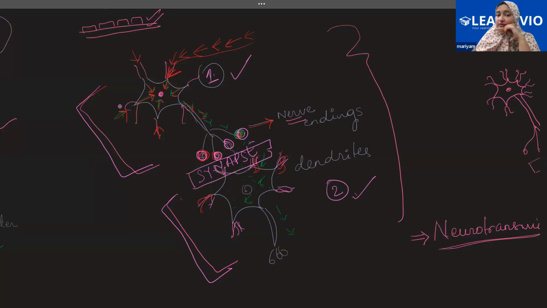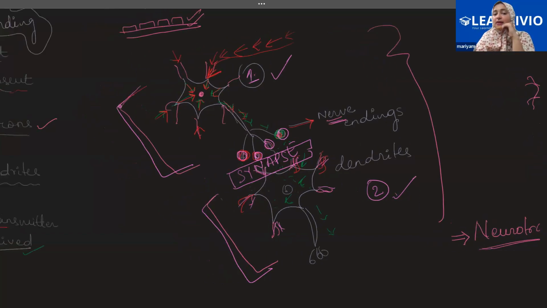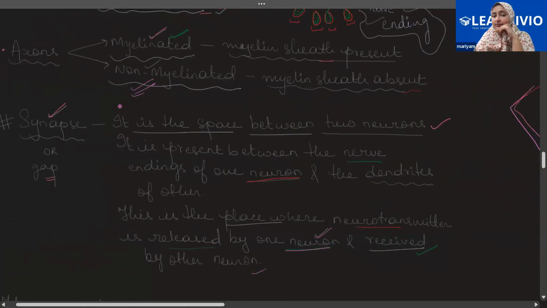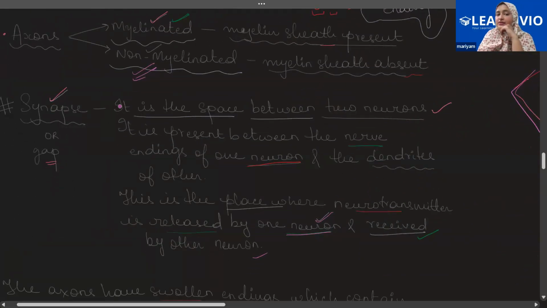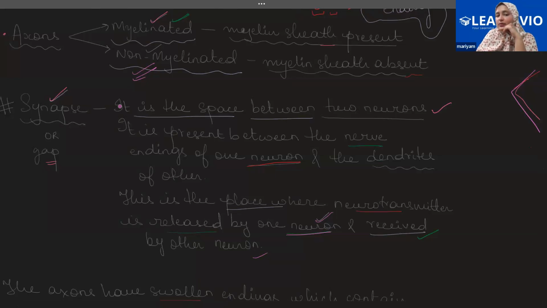Now, this gap is present in between the nerve endings, meaning the end portion of one neuron, and the dendrites of the second neuron, meaning the starting of the second neuron. So this is how it is connected, sort of like tail to head. The space between them is known as a synapse or a gap. It is present between the nerve endings of one neuron and the dendrites of another.